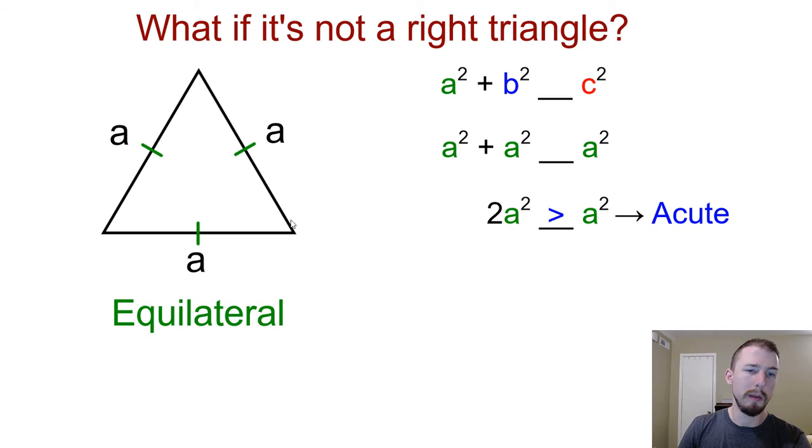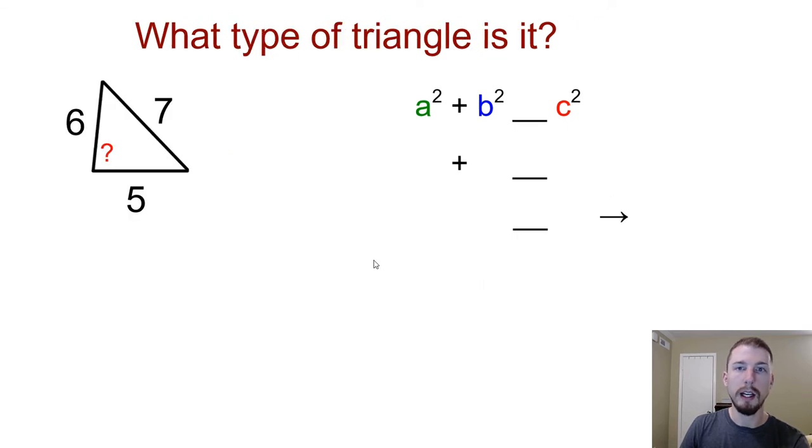And the best way to remember that is just remember the equilateral example, because 2a squared is twice as big as 1a squared, which is an acute triangle. All right, so what kind of a triangle is this one? We got 5, 6, and 7. Well, 5 plus 6 is 11. That's longer than 7, so they do actually meet to make a triangle. That's good. But then what kind of a triangle is it?